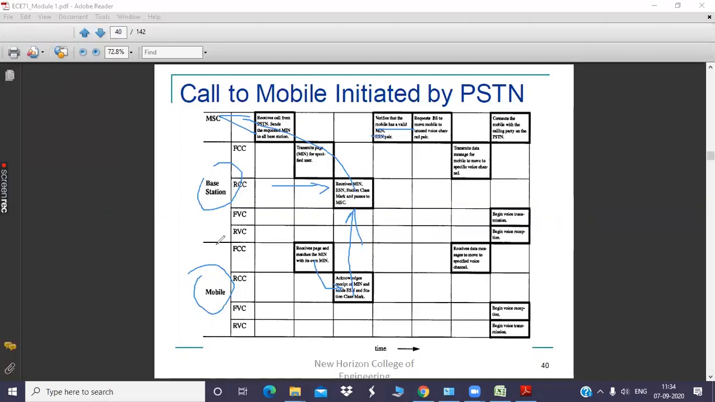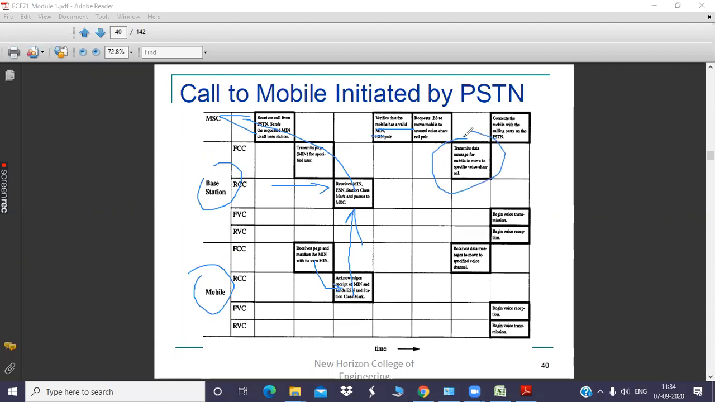Then it will request the base station to allocate the free channels at that particular point of time. Whatever channels that particular base station has, it will check their availability, and whatever is free will be allocated to the requested user. Clear? Now we go again to the FCC, and through the FCC the base station will transmit the data message for the mobile to move to a specific voice channel, meaning it is allocating the channel through the FCC.